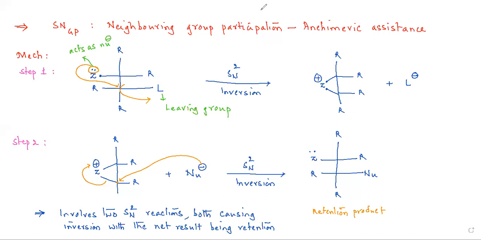Here, the neighboring group is the one that has a pair of electrons. Z is what we have considered. So it is actually assisting the carbon from where the leaving group has left. It is, in fact, providing the pair of electrons that it has to the carbon from where the leaving group has left. This is why we call it anchimeric assistance.